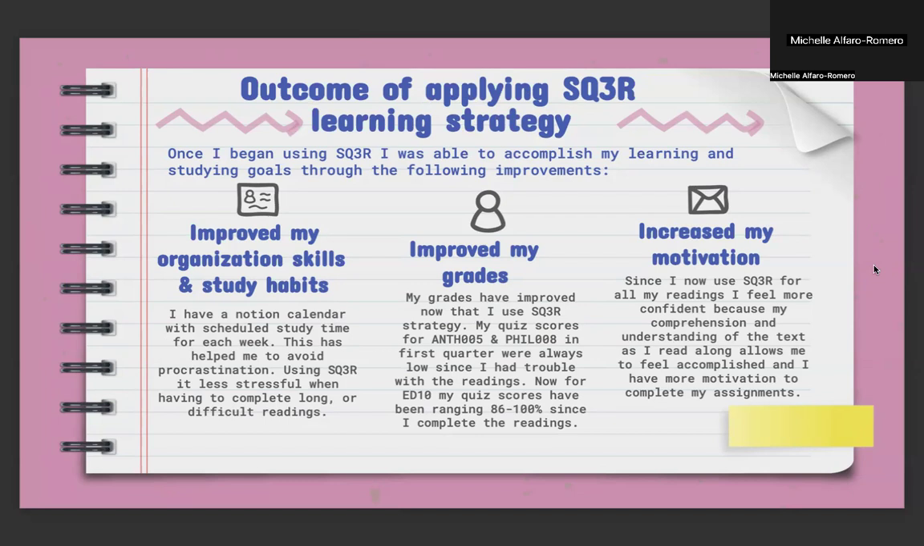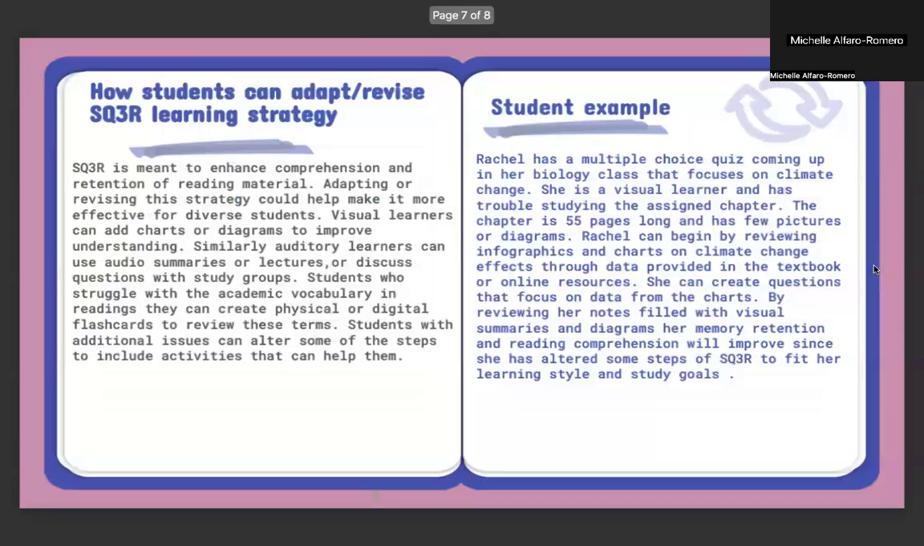My grades have improved since using this new strategy, as shown in my quiz scores, because at the beginning of my first year for my classes, my quiz scores were really low because I had trouble completing the readings. And now for this class, my quiz scores have actually been ranging from 86% to 100%. It also increases my motivation since I now use SQ3R for all my readings and I feel more confident because my comprehension and understanding of the text have improved and I feel more accomplished and motivated to complete my assignments.